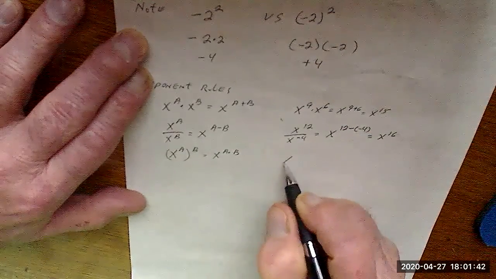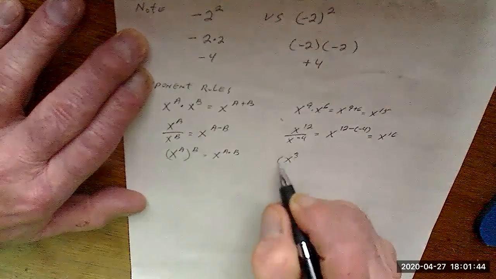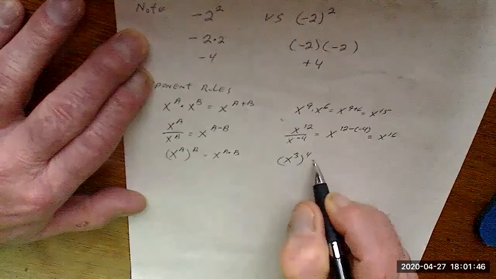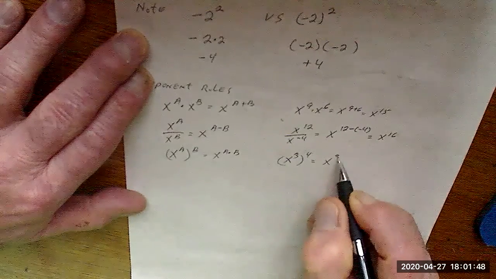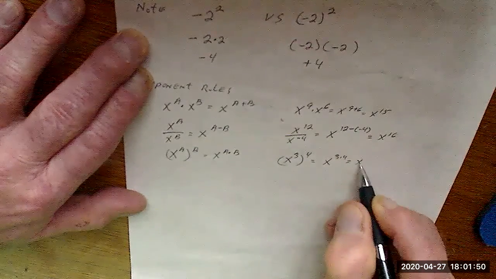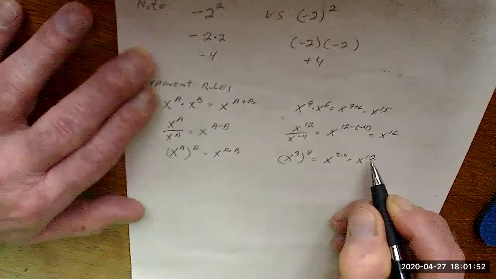And finally, what if we had x to the 3rd, the whole quantity raised to the 4th power? We multiply the powers. We're coming up with x to the 12th.